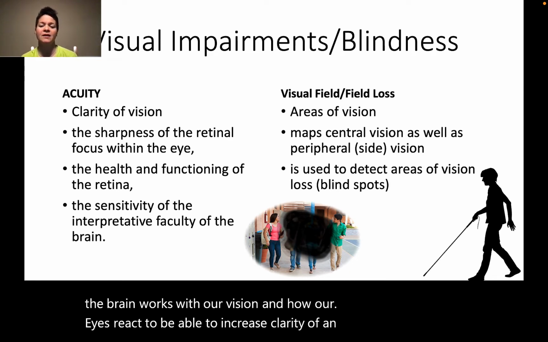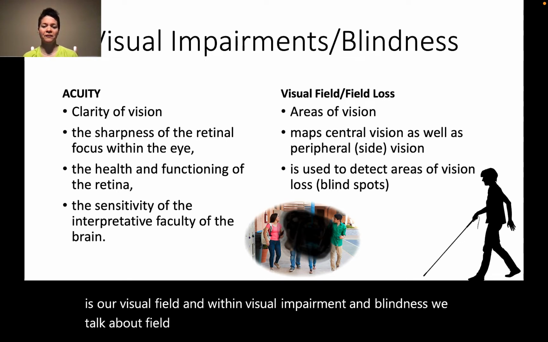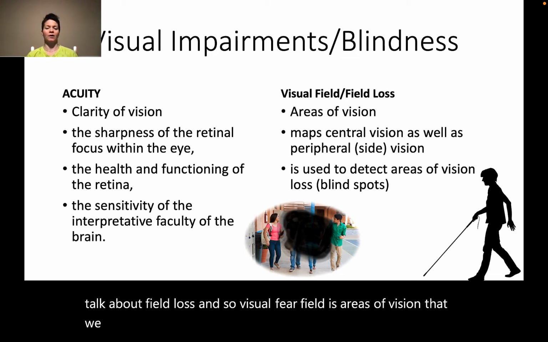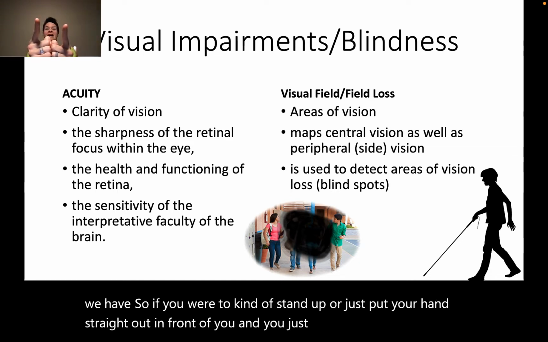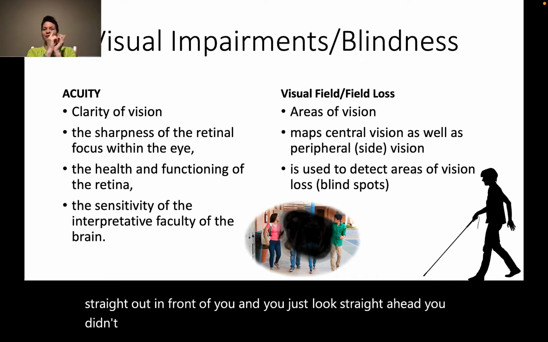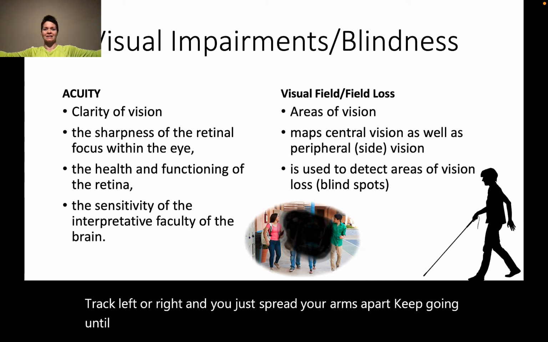The other area is our visual field. And within visual impairments and blindness, we talk about field loss. And so visual field is areas of vision that we have. So if you were to kind of stand up or just put your hand straight out in front of you and you just looked straight ahead, you didn't turn left or right, you didn't allow your eyes to track left or right, and you just spread your arms apart, keep going until you cannot see your fingers anymore.